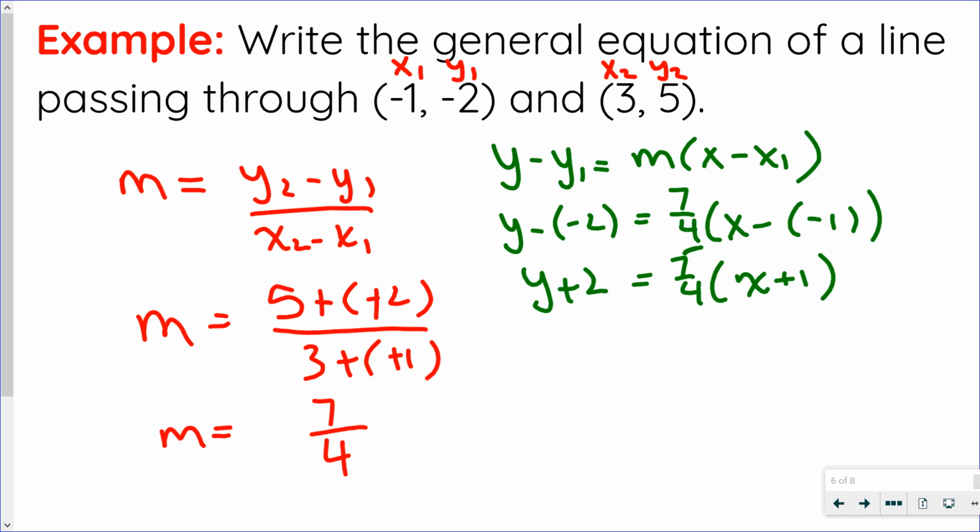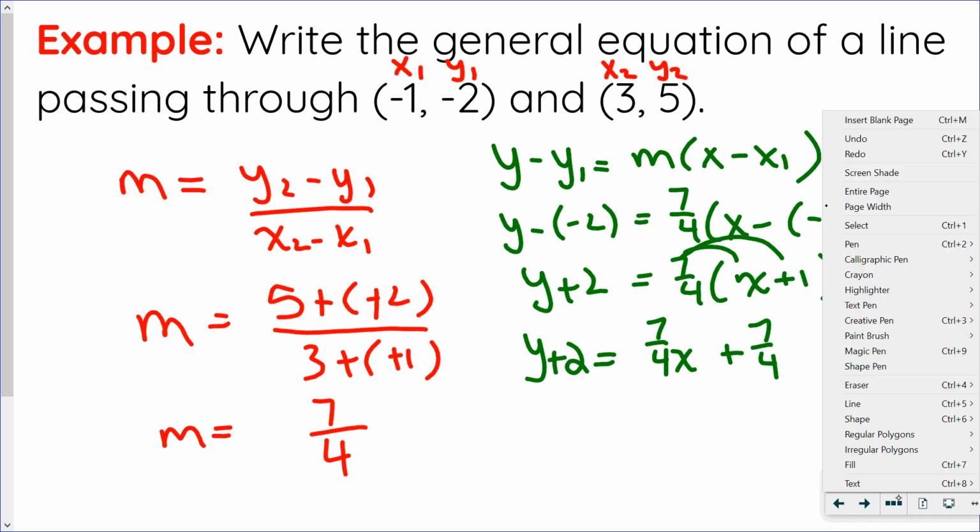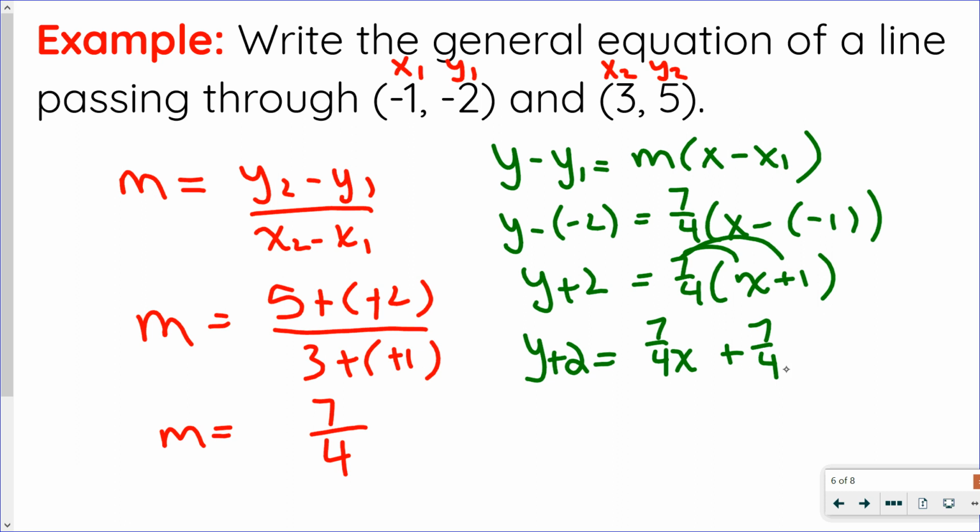So I multiply through. So I have y plus 2 equals 7 over 4 times x, and then 7 over 4 times 1. Now remember, general form has no fractions allowed. So I notice both those fractions are divided by 4. So what I'm going to do is multiply everything by 4, to be fair and also to get rid of my fraction.